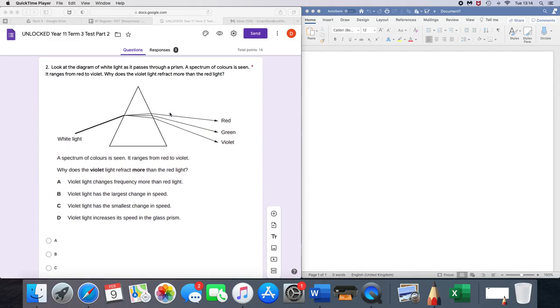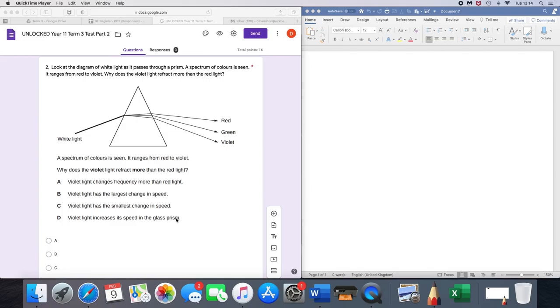Question 2. White light passing through a prism, a spectrum is seen. It ranges from red to violet. Why does the violet light refract more than the red? Violet changes frequency more than the red. Well, we know the frequency does not change during refraction, so that's wrong. Violet has the largest change of speed. Well, that would make sense. The smallest change of speed, well, clearly only one of those is right.